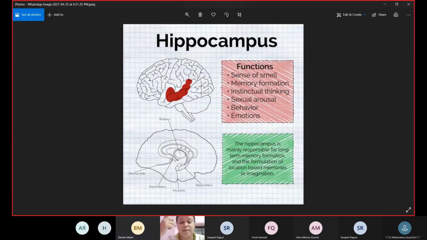Amygdala, ma'am. Amygdala. No, not amygdala. I was talking of something else. And hippocampus, part of the brain which consolidates the memory. I was about to say something. Okay, if I remember, I'll come back to that. Okay, so now please remember, there is some.